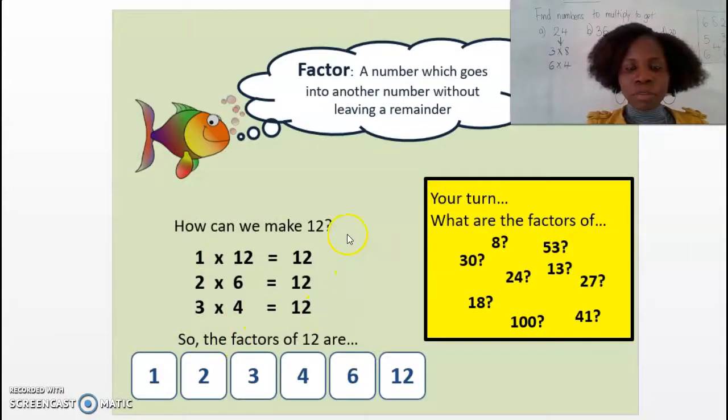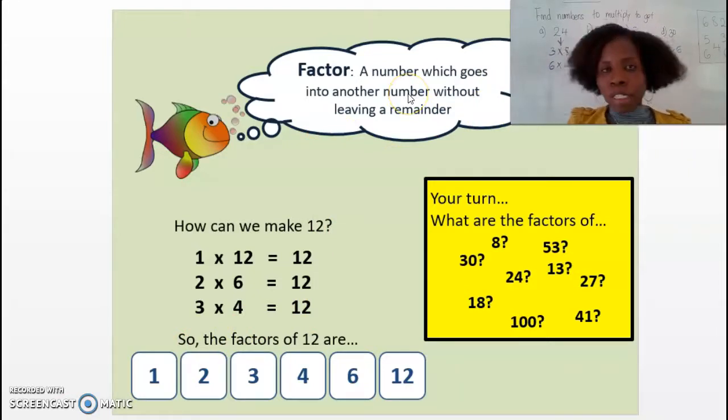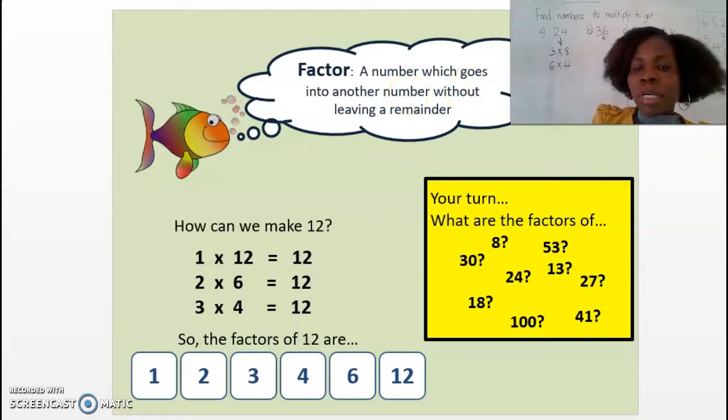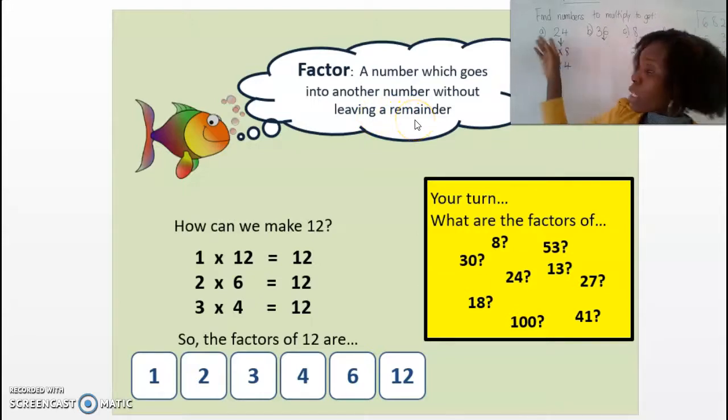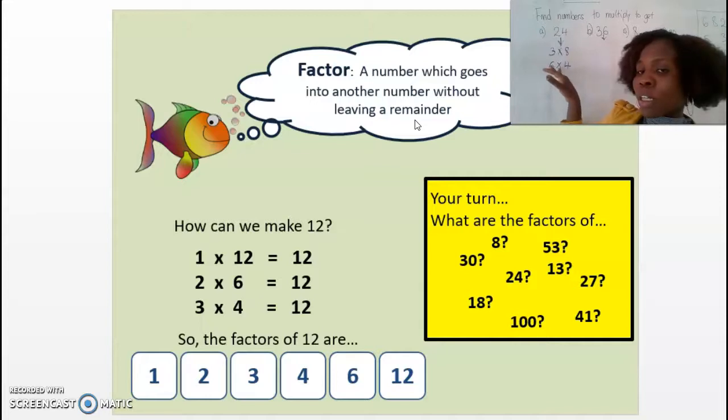So from what we've done, the numbers that we've multiplied together to get a number, we call them factors. It means those numbers can divide the main number fully without any remainder. So we define a factor as a number which goes into another number without leaving a remainder. From our example, 3 times 8 is 24. So 3 can divide 24 fully without a remainder 8 times, and also 6 can divide 24 fully 4 times without a remainder.